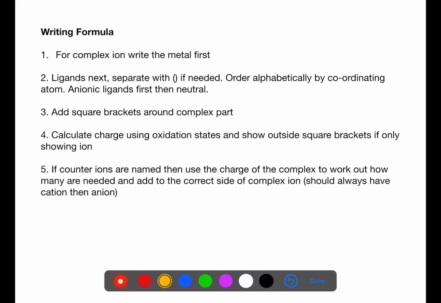If counter ions are named, then you need to use the charge of the complex to work out how many of those you need, and add them to the correct side of the complex ion. You should always have your positive ion, the cation, first, followed by the anion, the negative ion.